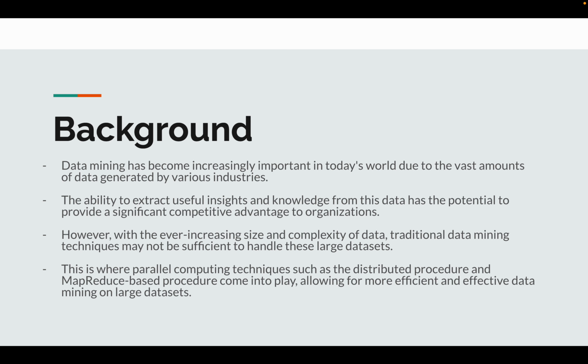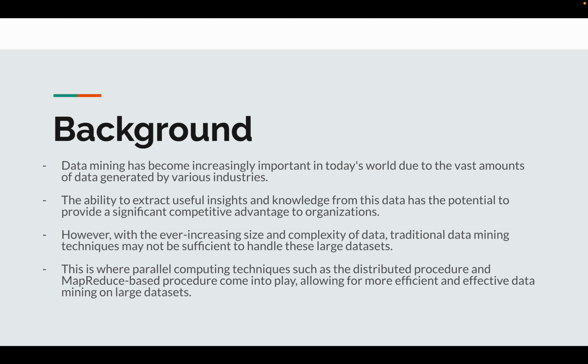Volume refers to the sheer size of the dataset. Velocity refers to the speed at which the data is generated and processed. And variety refers to the different types of data, such as structured, unstructured, and semi-structured data.